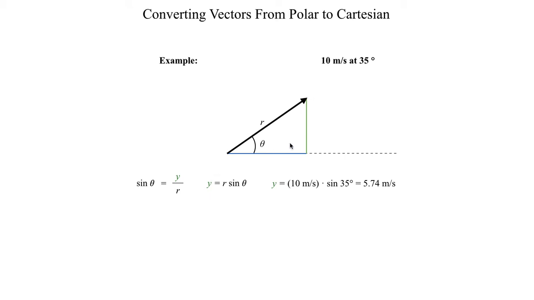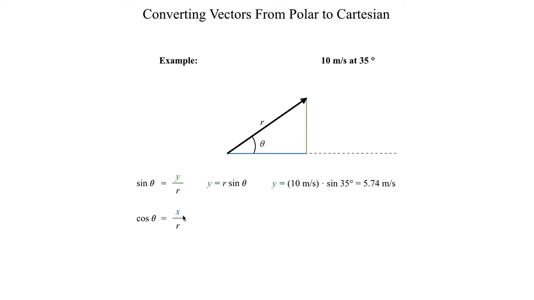Now we can do the same thing with the x component, but we can't use sine because sine is the side that's opposite the angle. Instead, what we have to use here is cosine theta. Cosine theta is defined as the length of the adjacent side divided by the length of the hypotenuse. Using that definition, the cosine of this angle theta is equal to the x component divided by the magnitude of the vector, which in this case is 10 meters per second. Writing that down algebraically, cosine theta is equal to the length of the x component divided by the magnitude of the vector in question.